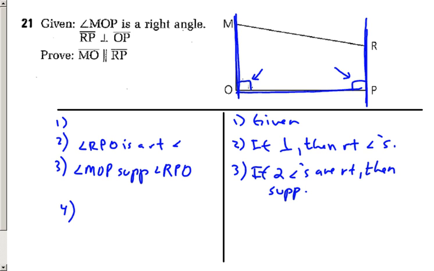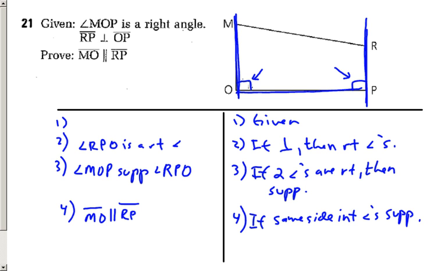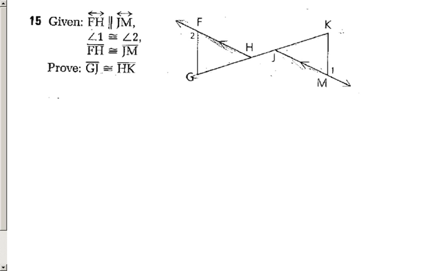Because those angles are supplementary, I can go right ahead and say MO is parallel to RP. Reason being, if same side interior angles are supplementary, then lines are parallel. Okay, 4-step proof. Number 21 from section 5.2. All right, moving along. If you want to pause this at any moment and figure out what I did, you can do that. Moving along, we got number 15 from section 5.3.